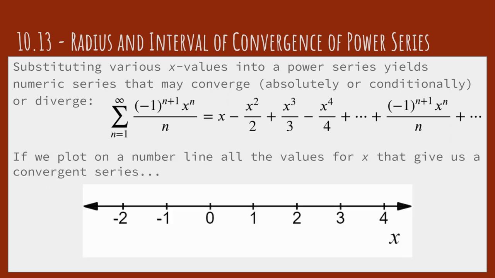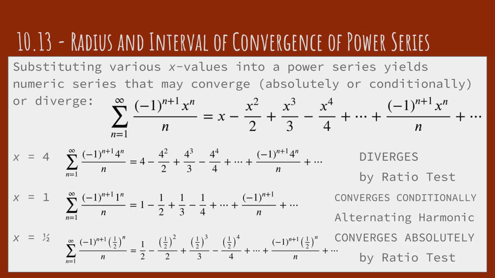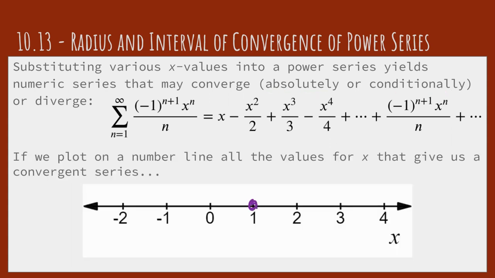So let's jump to what the interval of convergence means. If we take those values that we got there and look at whether it converges or diverges at each number, so x equals 4, x equals 1, x equals 1/2, I don't care if it converges absolutely or conditionally. I just care if it converges at this point. So we had convergent series at 1 and 1/2. So I'm going to plot those here. 1, we had 1, 1/2, we had a convergent series. x equals 4, we had a divergent series.